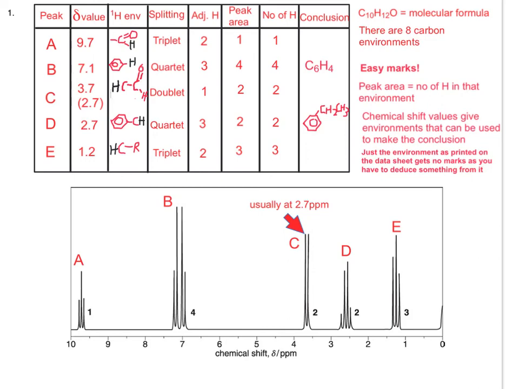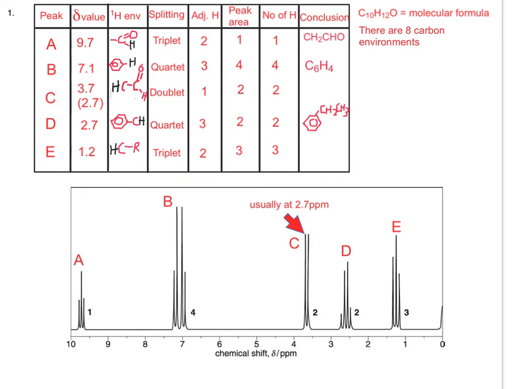So I'm going to create some space here, so I'm going to get rid of the easy marks section because we've covered what that means already. So going to peak A, I can now say it's CH2CHO, so the aldehyde group COH, C double bond O with an H attached to the carbon, has 2 adjacent hydrogens because my splitting pattern says a triplet, so I can put CH2CHO in. So my next peak is at 3.7, which should be normally at 2.7. And we know that the peak area is 2, so the number of hydrogens in it is 2. And we know also that the adjacent number of hydrogens is 1 because it's a doublet, so it's CH2CHO.